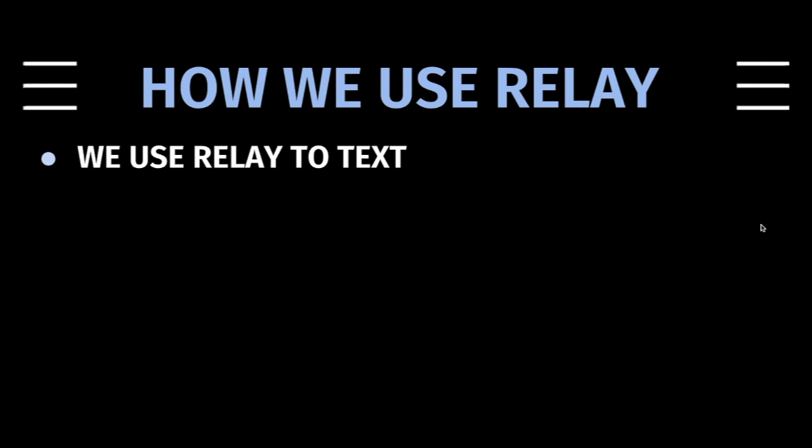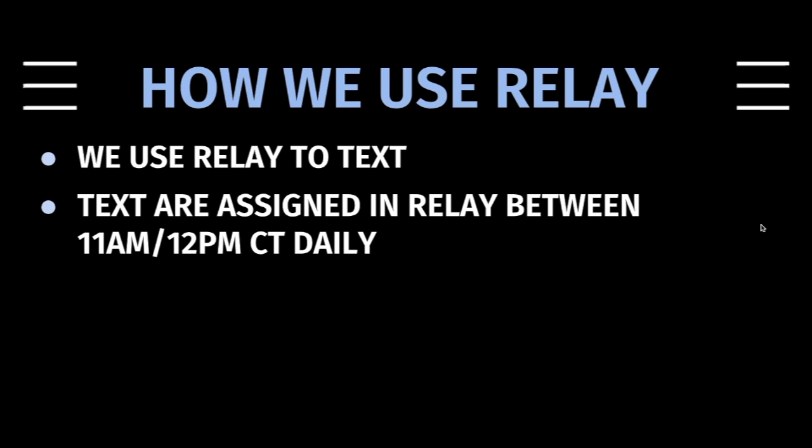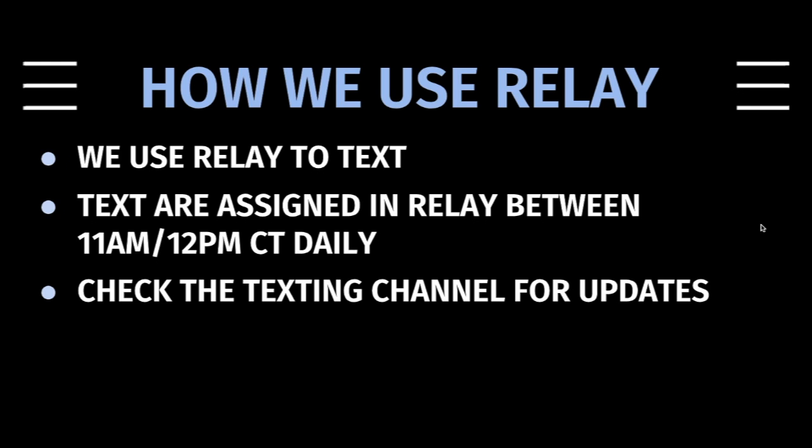We use a program called Relay to text either to invite supporters to volunteer-led events or to conduct voter ID campaigns through a publicly available list of voters. If you signed up for a shift, texts are assigned around 11 a.m. to 12 p.m. Central Time. You should check your account on Relay during that period. Also, check the texting channel on Slack to see when assignments are now live.